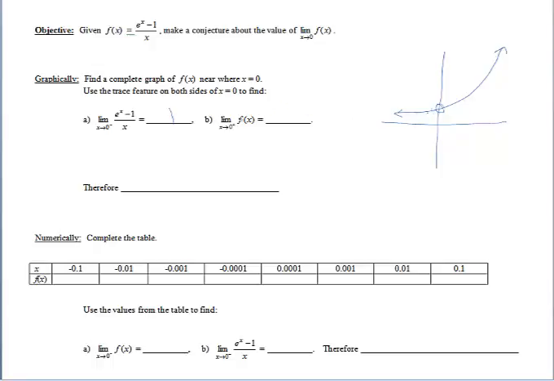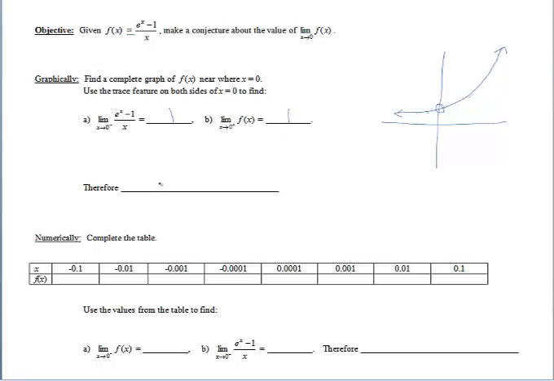Now let's look at the right-hand limit. As x approaches 0 from the right, I'm going to approach 0 from the right side of 0. What are the y values approaching? Hopefully you've taken the time with your trace feature to observe what the y's are doing as your x coordinates get closer and closer to 0. Hopefully you said 1.